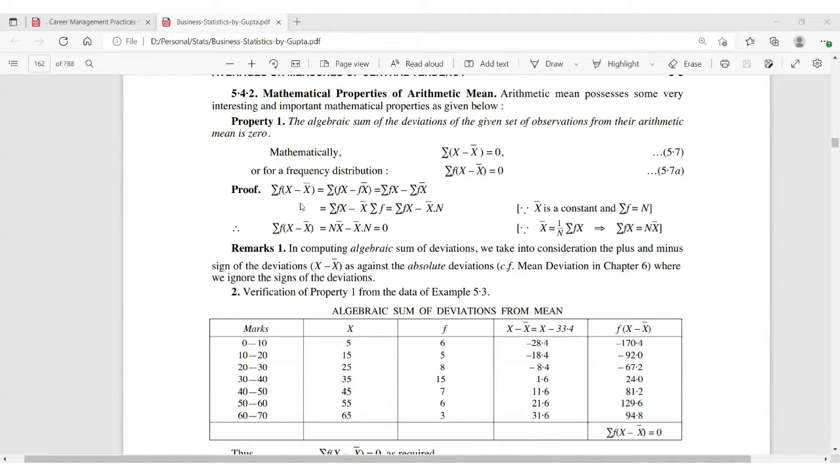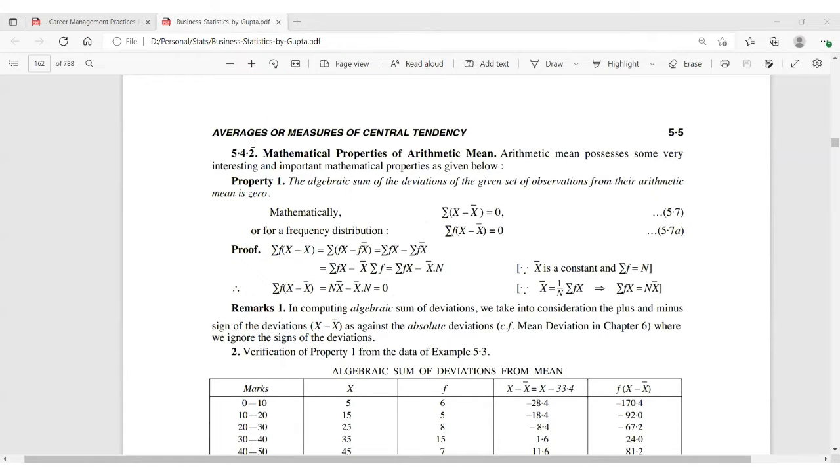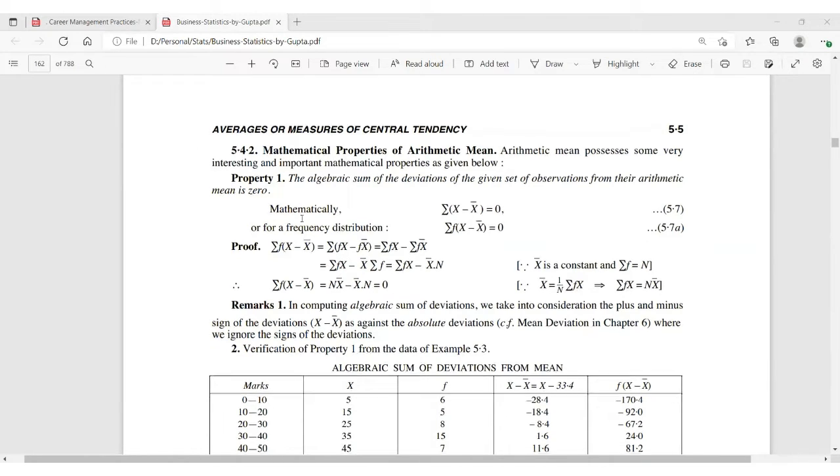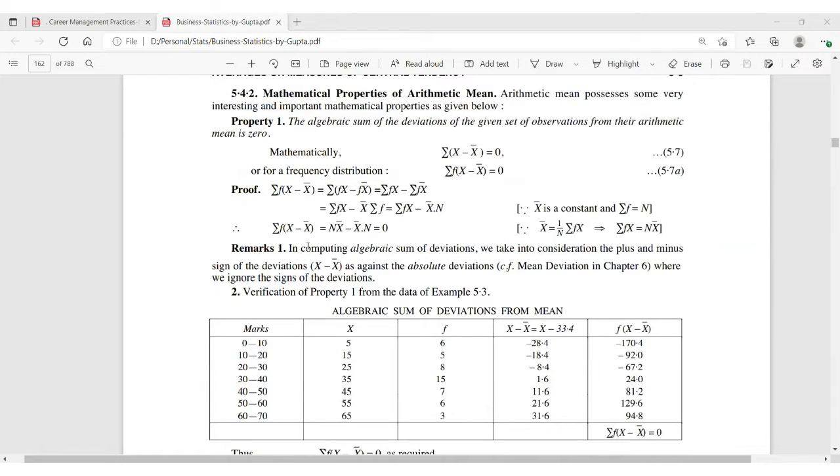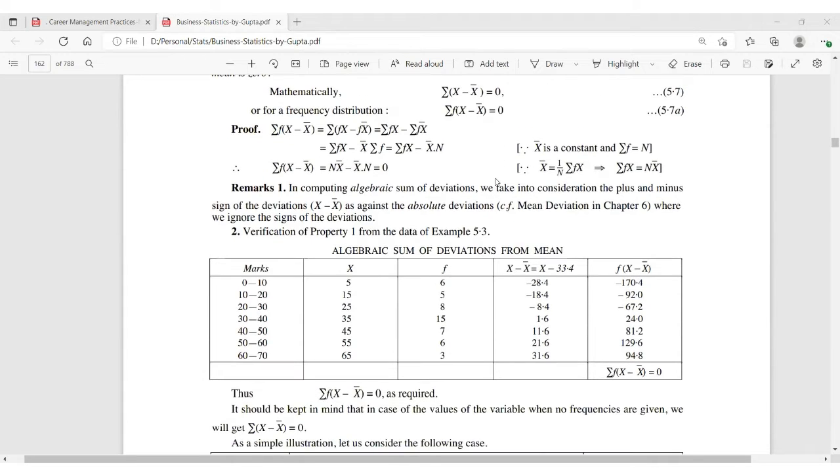Okay. Now the next topic of averages is the mathematical properties of the arithmetic mean. The first property: the algebraic sum of the deviations of the given set of observations from the arithmetic mean is 0. That is, the summation of x minus x bar is 0, right?